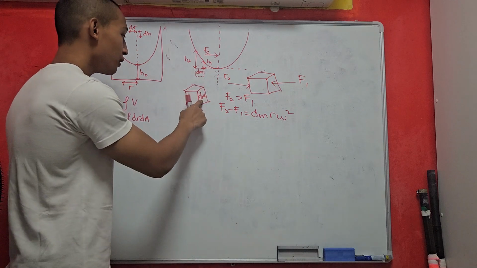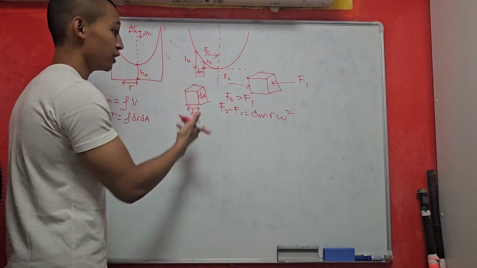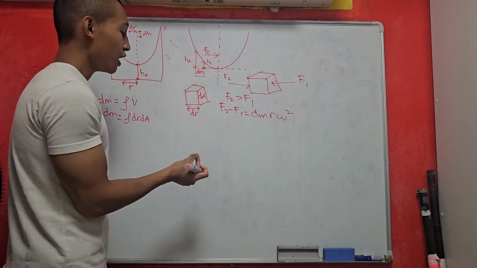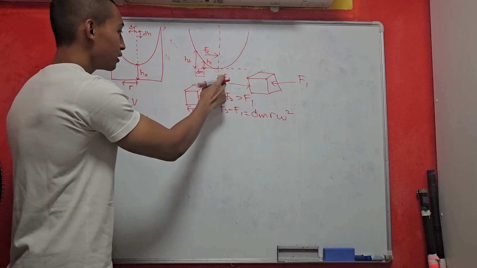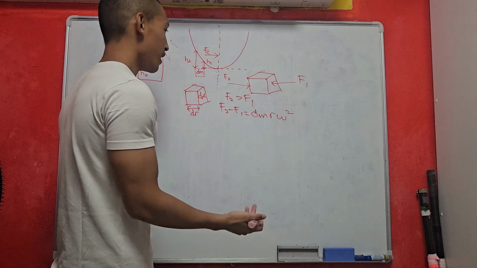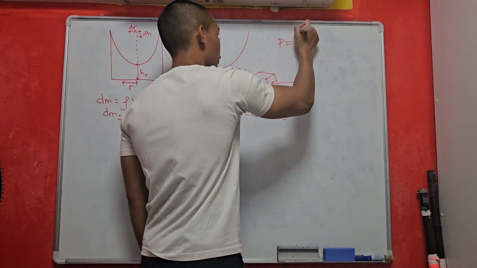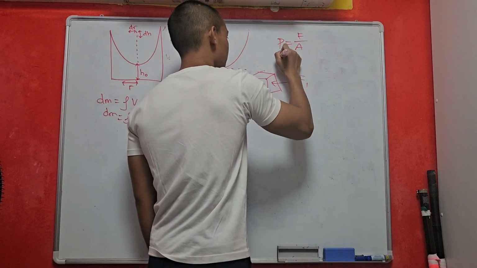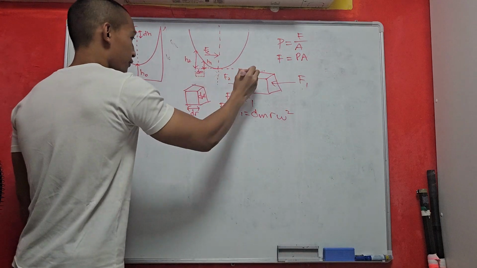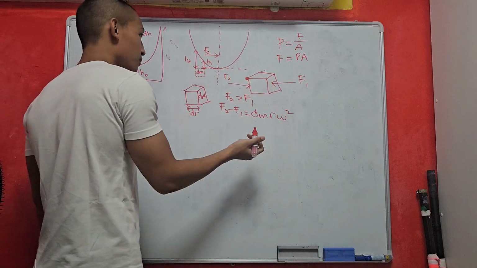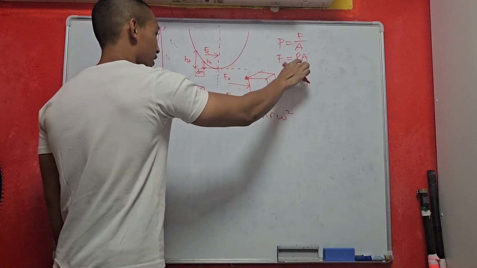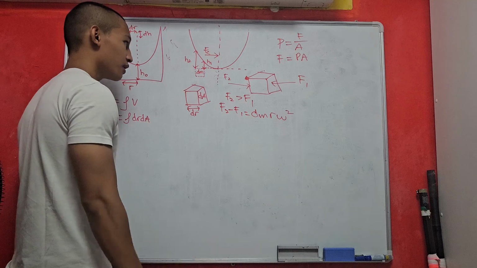Remember, dA, the infinitesimal surface area, is an infinitesimal, so it's just a point. Therefore, I can say that for F2 and F1, we take pressure equals force over area. Force is therefore equal to pressure times area. I can say that the force at this point, F2, is equal to the pressure at this point times the area, right?